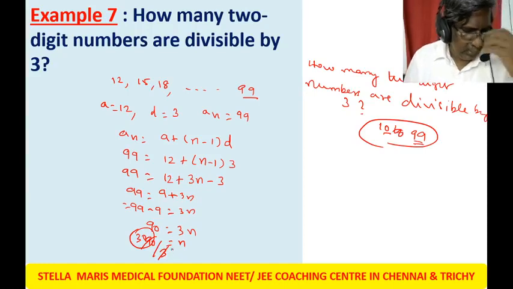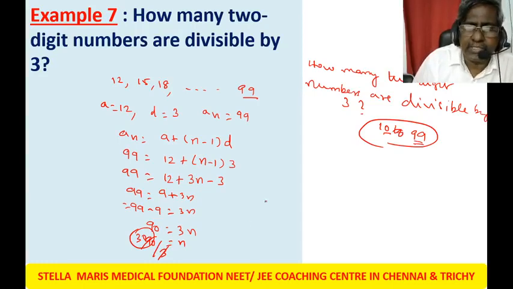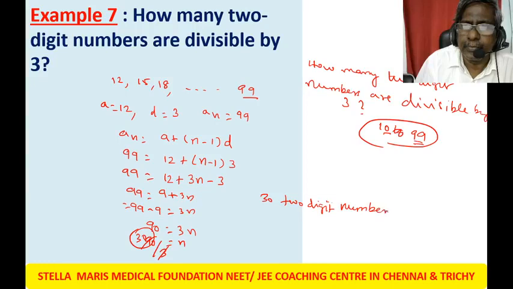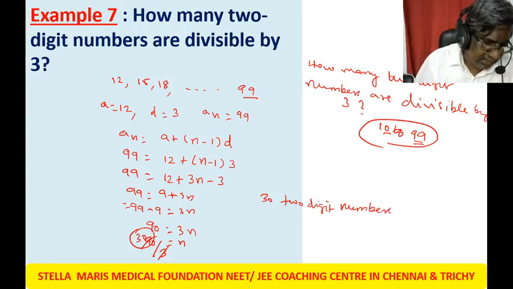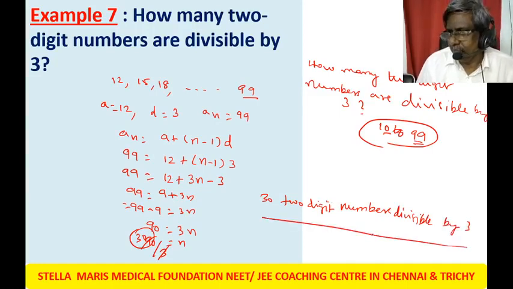So there are 30 two-digit numbers that are divisible by 3. Yes, you're right. The answer will be 30 two-digit numbers divisible by 3. That's the answer.